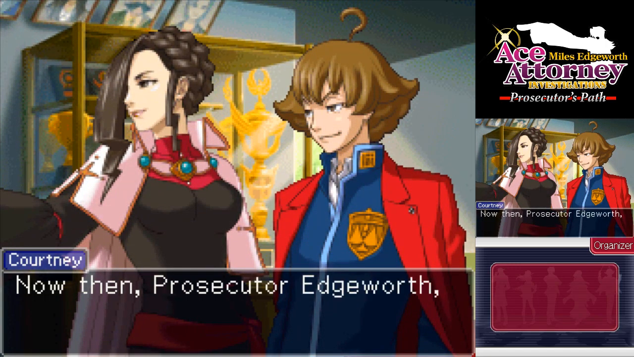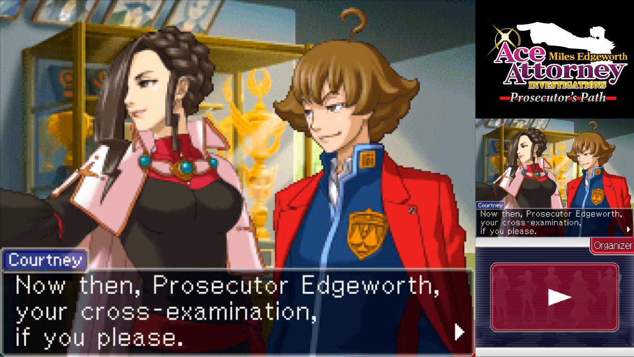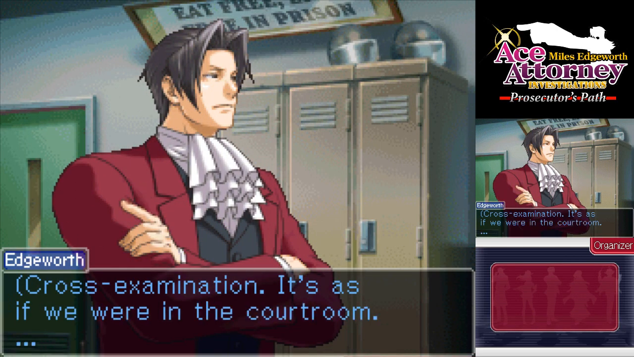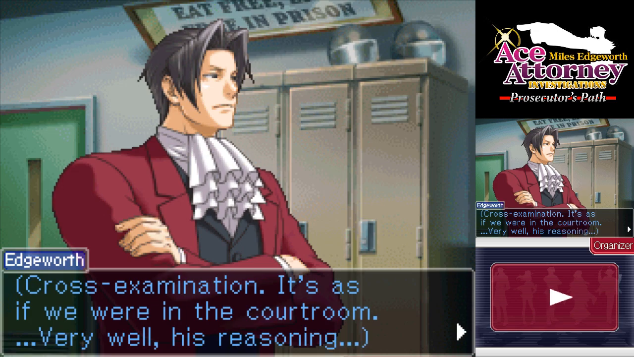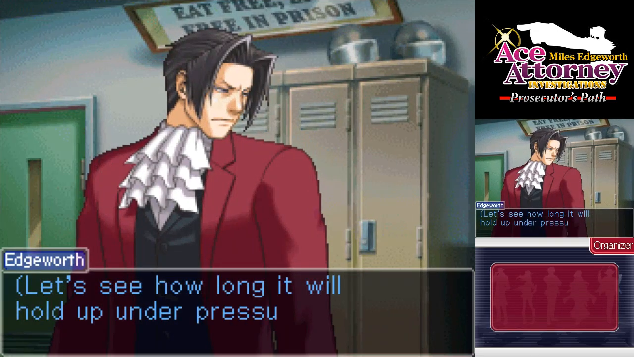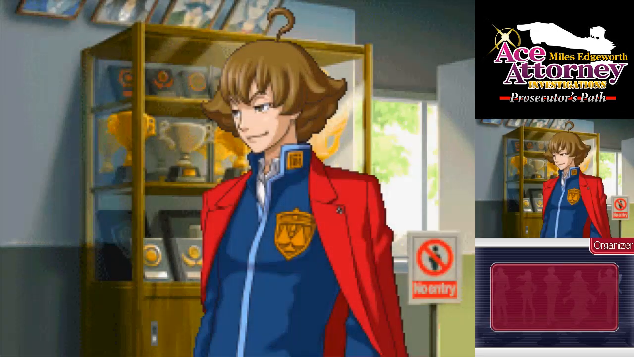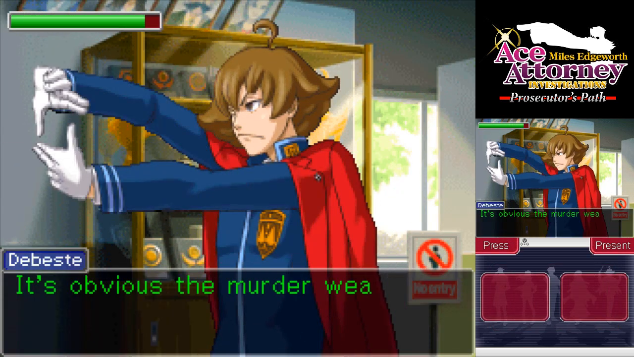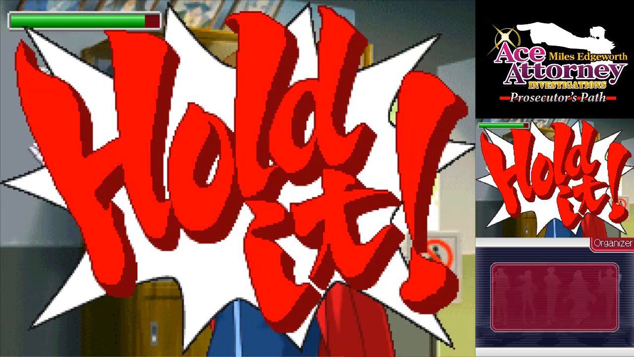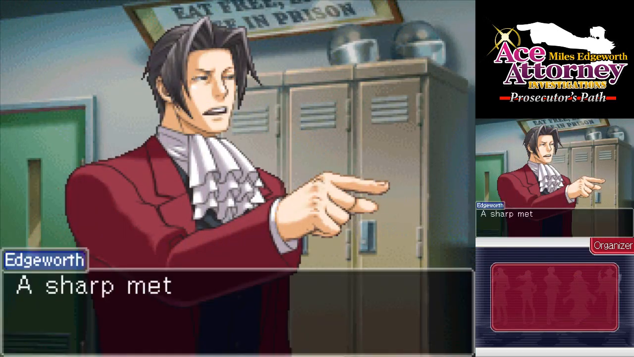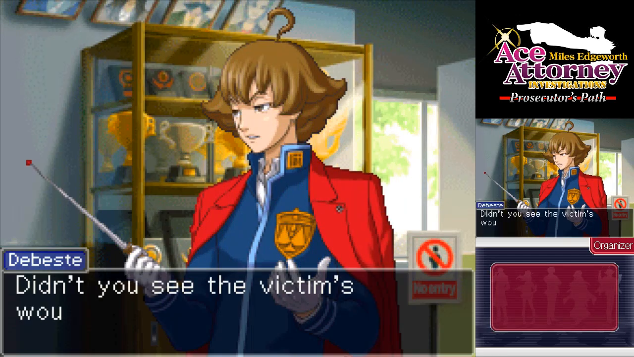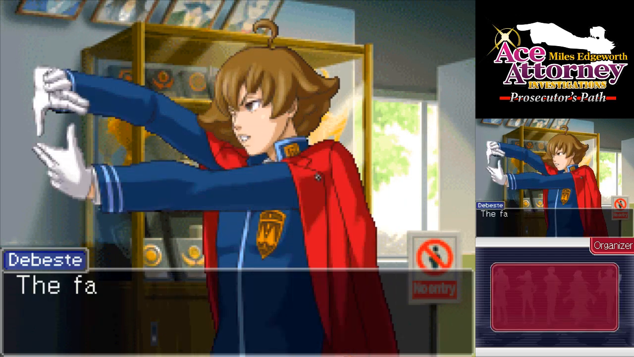Now then, Prosecutor Edgeworth, your cross-examination, if you please. Cross-examination? It's as if we were in the courtroom. Very well, his reasoning. Let's see how long it will hold up under pressure. Okay, so... It's obvious the murder weapon was a sharp metal object. A sharp metal object? Do you have proof of that? Didn't you see the victim's wound, worthless prosecutor?